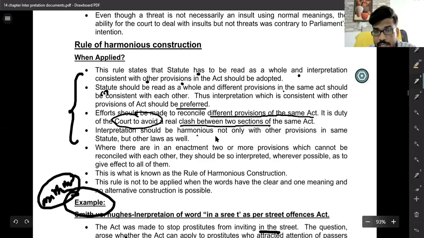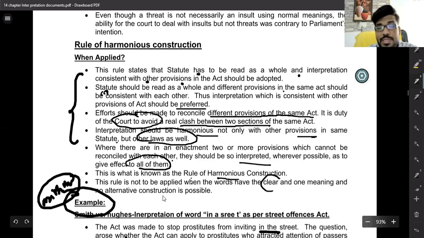Interpretation should be harmonious not only with the other provisions of the same statute but with other laws also. Where in an enactment two or more provisions cannot be reconciled with each other, they should be interpreted wherever possible so as to give effect to all of them. This is known as the rule of harmonious construction. The rule is not applied when the words are clear and only one meaning is possible and no alternative construction exists.